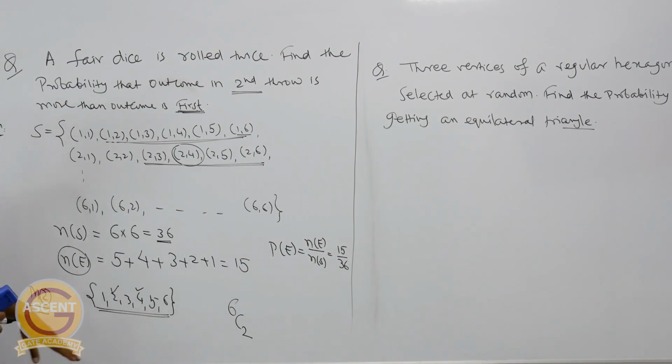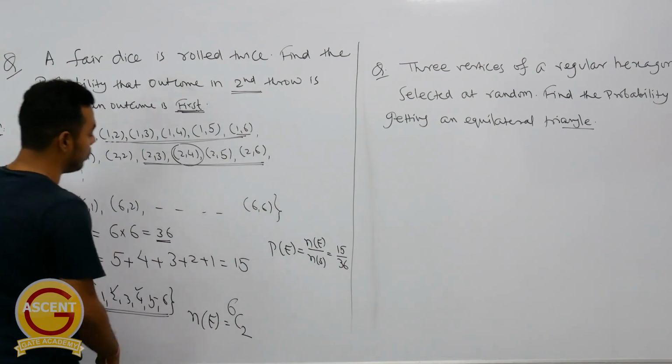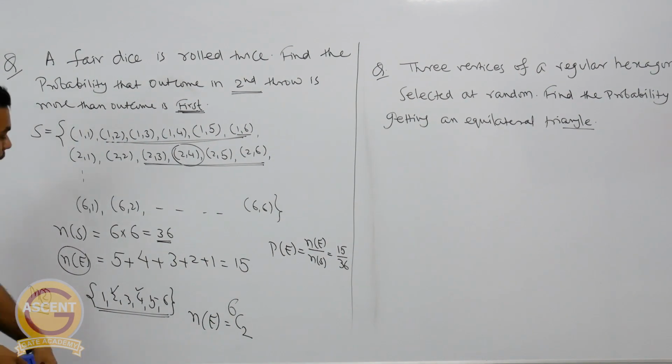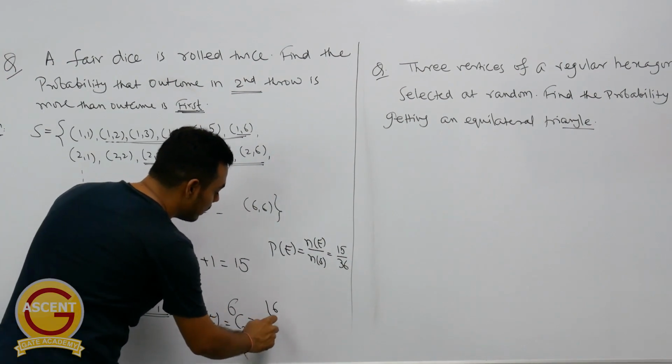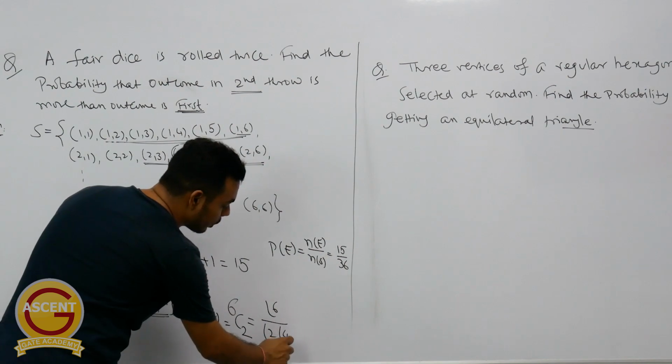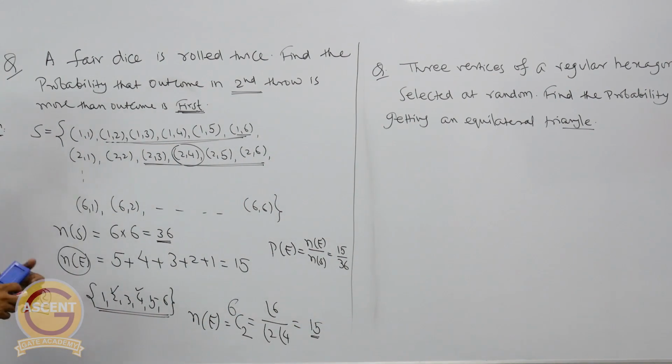So the number of favorable cases you can easily find. This will be simply 6C2. You don't have to do all these calculations. You can directly write this as 6C2. And if you do the calculation, 6C2 is factorial 6 by factorial 2 into factorial 4, and after simplification, you will get 15. So this is another way to find the number of favorable cases.